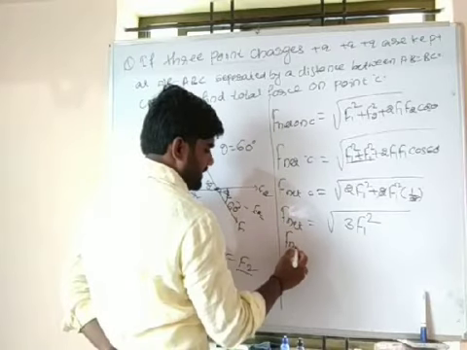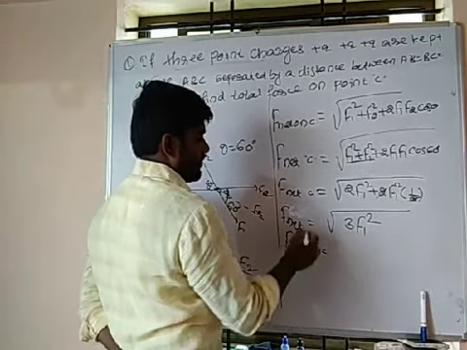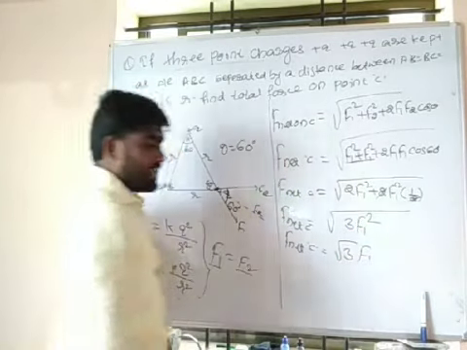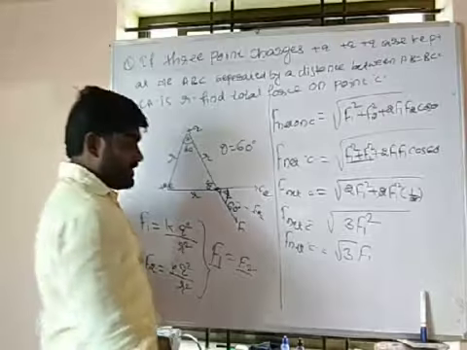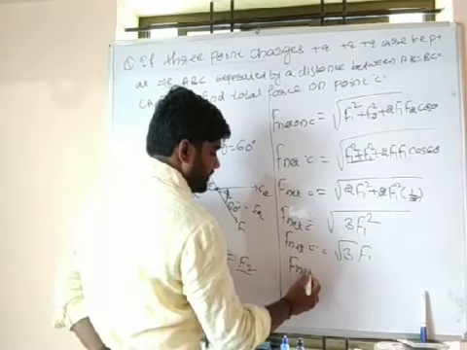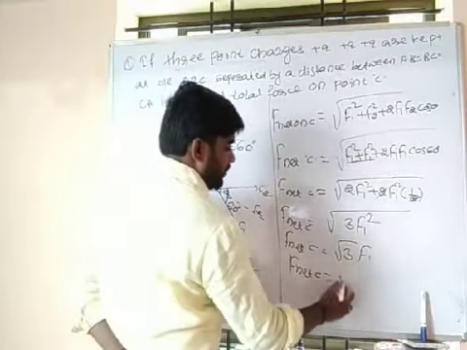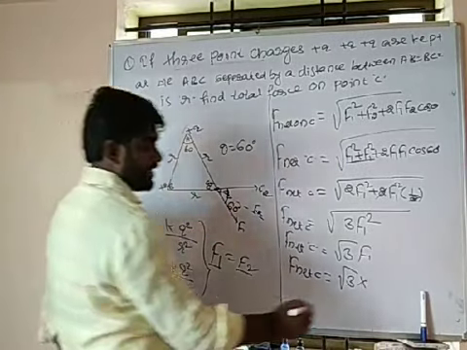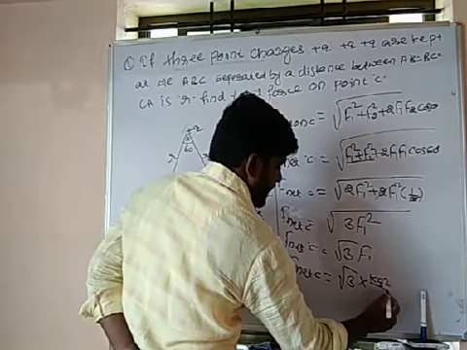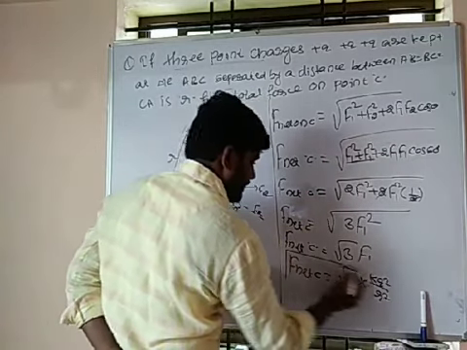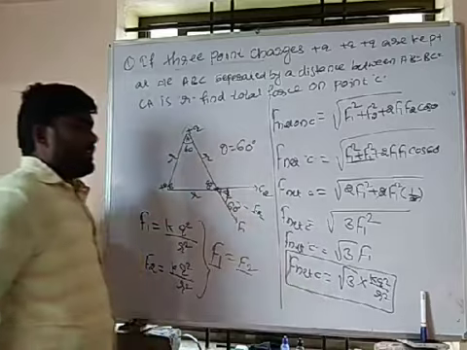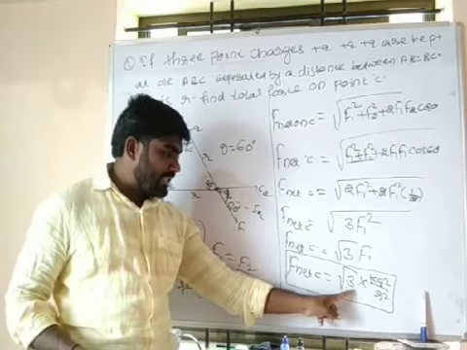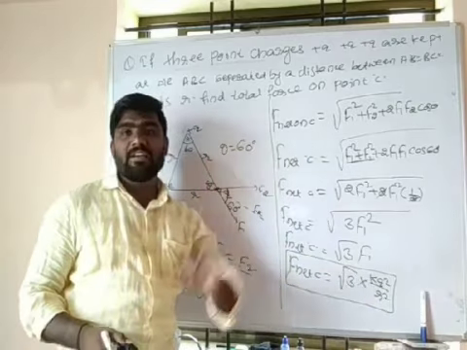Then this F net on C is equal to root 3 into F1. Then your answer would be F net on C is equal to root 3 times of, what is the value of F? KQ square by R square is the exact answer of this. F net is equal to root 3 into KQ square by R square.